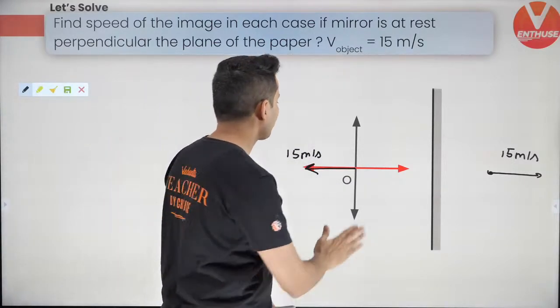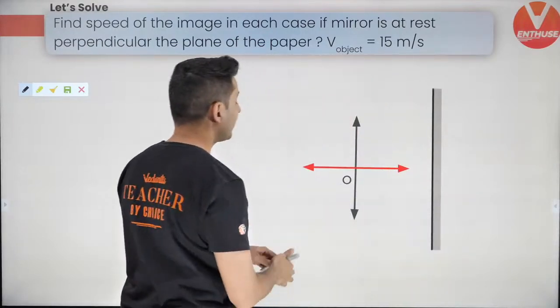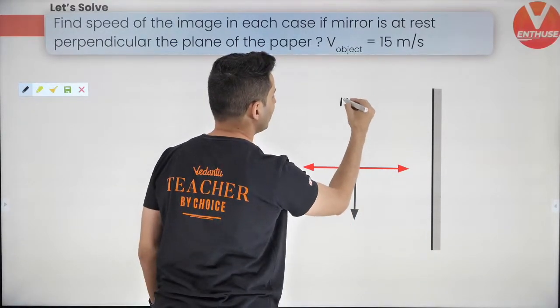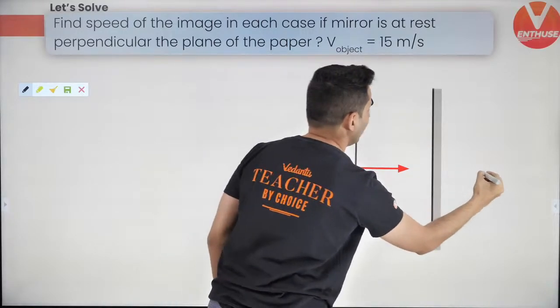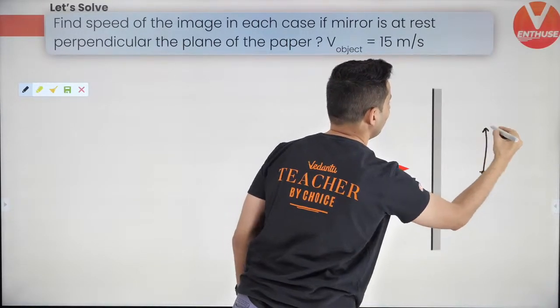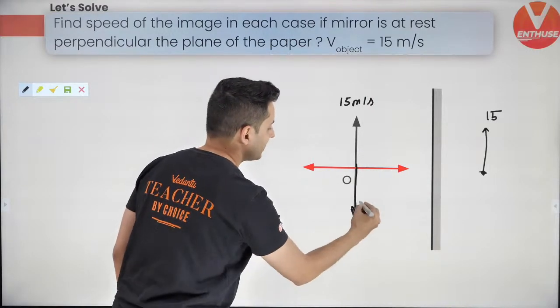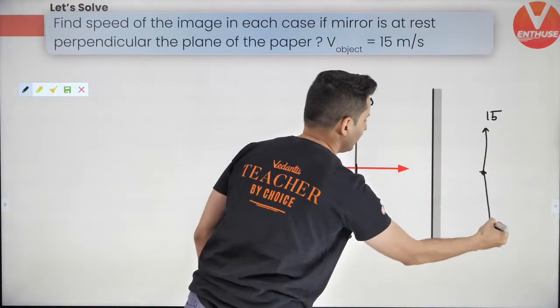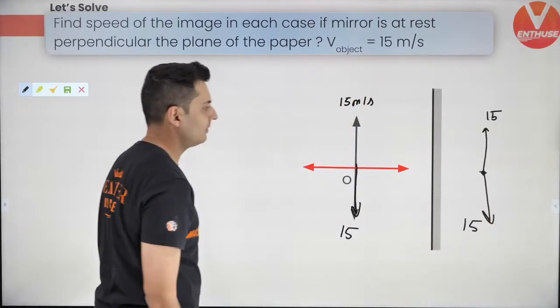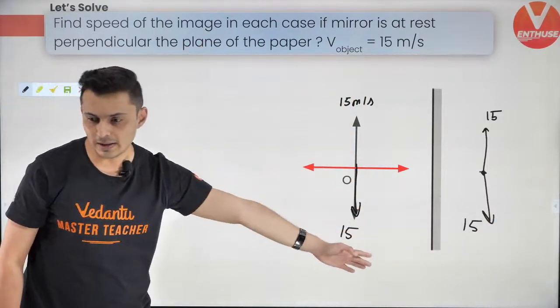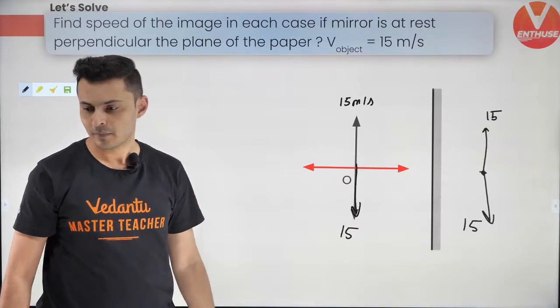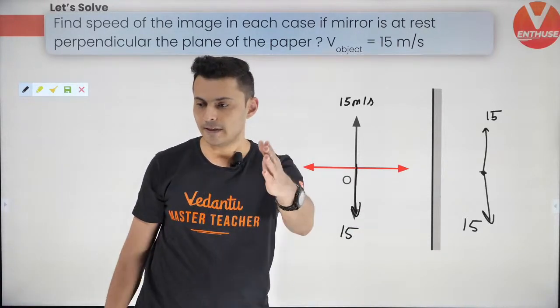Don't worry. Now if the object goes here with a speed of 15 meters per second, then the image will go up with a speed of 15. I hope this is clear. And if the object goes down with a speed of 15, then the image will also go down with a speed of 15. Is this problem clear?